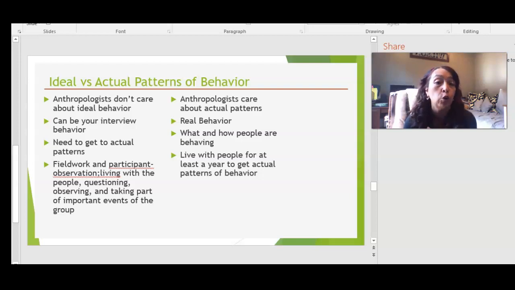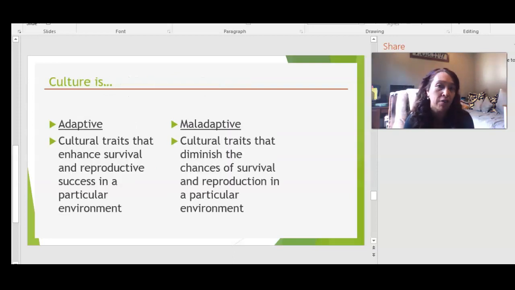We do fieldwork and participant observation to get through to the actual patterns of behavior. And we typically live in a society for a minimum of a year. And I told you guys about living in the highlands of Guatemala, doing my fieldwork with the local Maya there. Fieldwork and participant observation, you're doing a lot of questioning, interviewing, survey sampling. You hope to get invited to all the great events that they have. This really breaks the barriers of the ideal and you really get to the actual patterns of behavior.